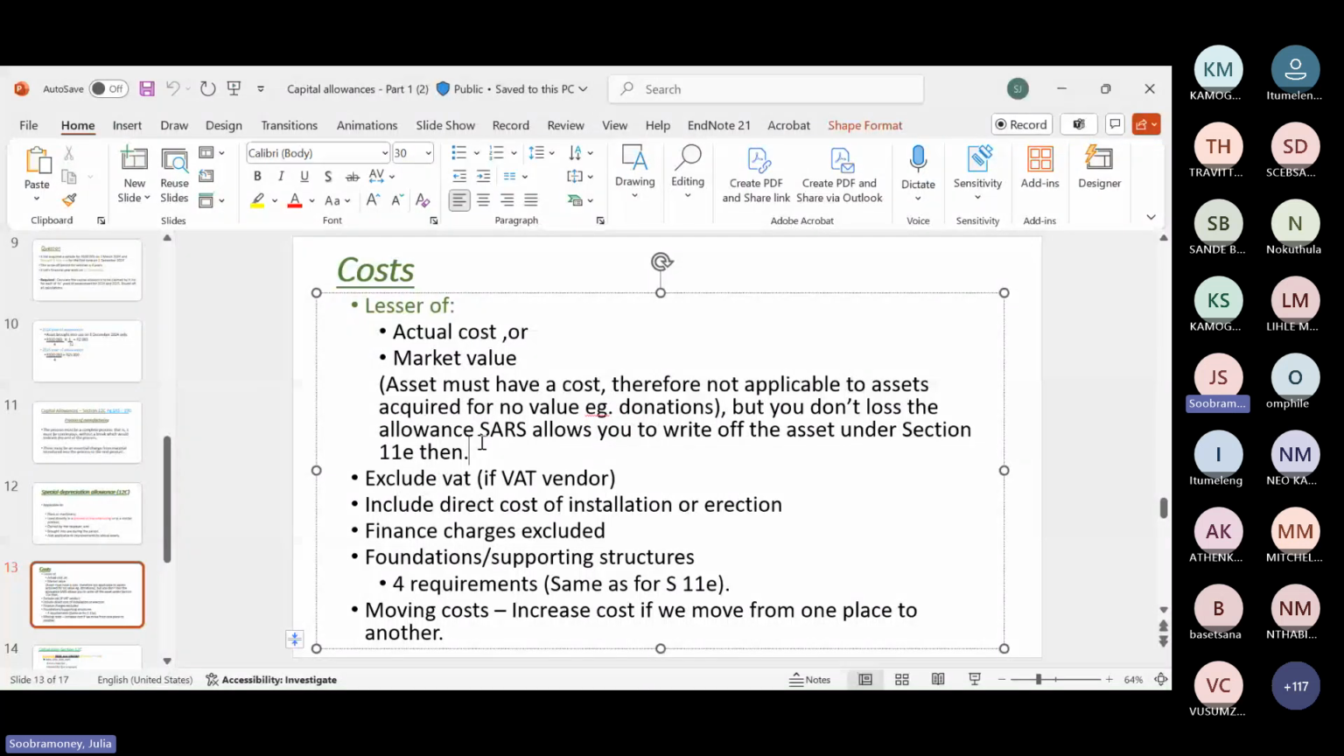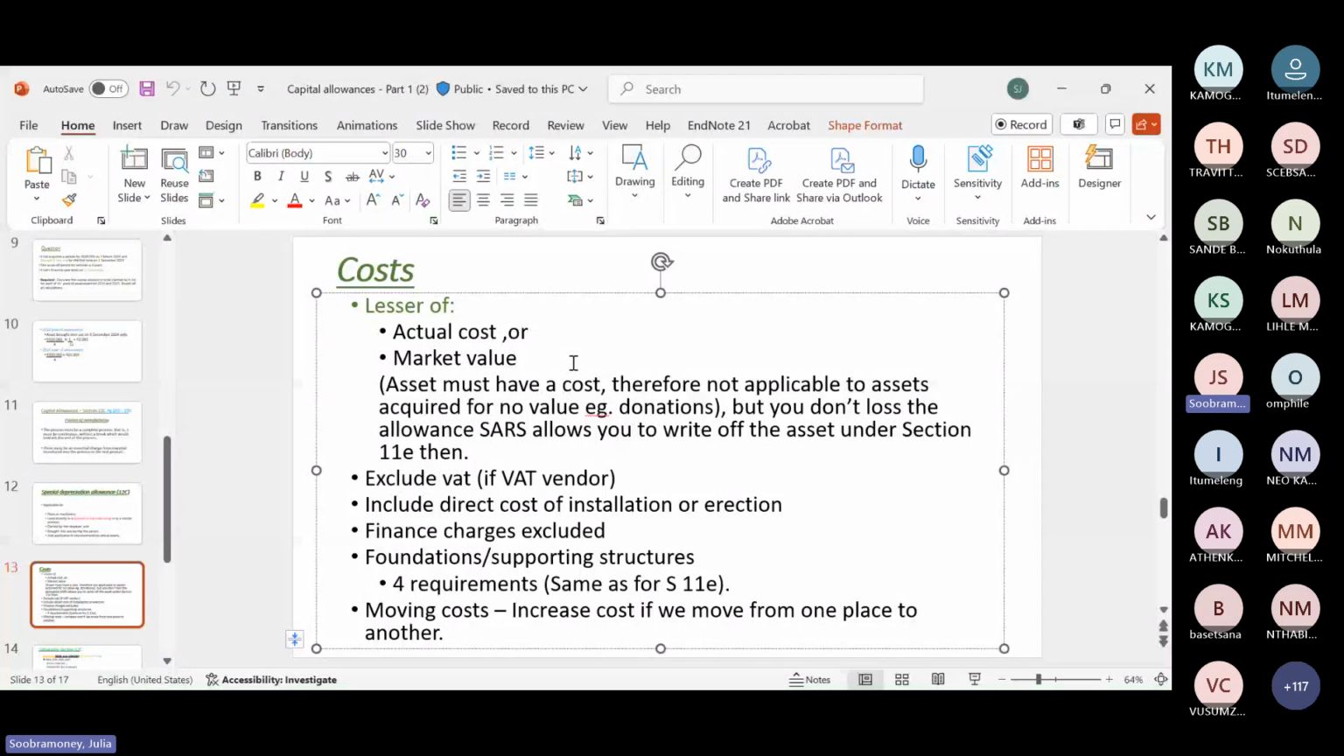Okay, so I'm going to repeat it one more time. The rule says it will always be the lesser of cost or market. So if I give you cost and market, you always choose the lesser amount to be the value of this asset. Okay. If there is no cost price, you cannot use Section 12C. Then you're going to tell me in your answer, because there's no cost price, this asset will now be a Section 11E asset, and now you will apply the rules of Section 11E.